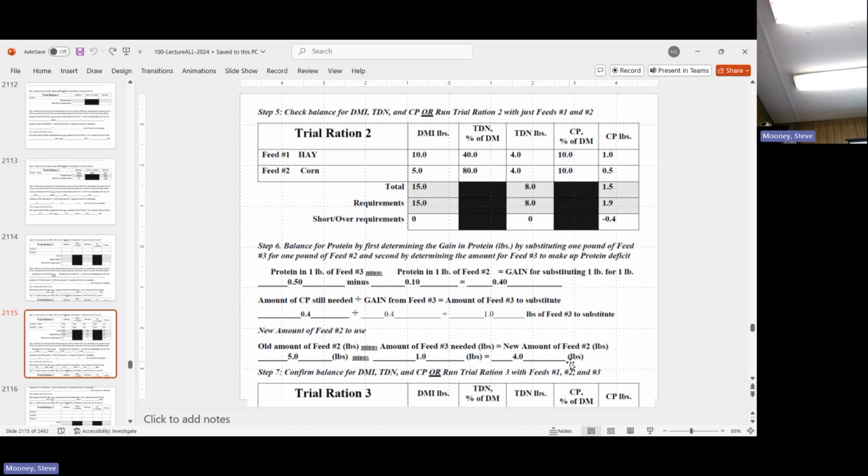Our requirement from step 1, 1.9. We are 4/10 of a pound short. That is more than a 5% difference. We need to continue on to our third ration.